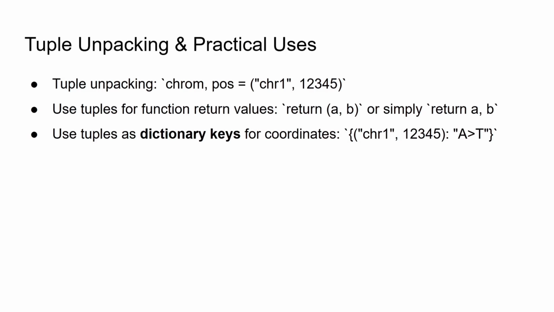Another practical use is dictionary keys. Since tuples are immutable, they can be used as keys in dictionaries, whereas lists cannot.